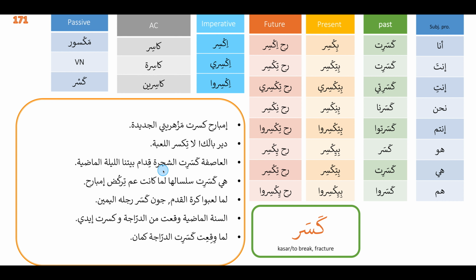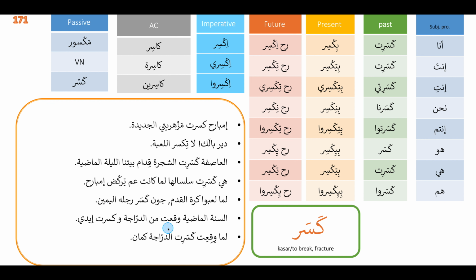لما لعبوا كرة القدم, جون كسر رجله اليمين. لما لعبوا, when they played, كرة القدم, football, John is John, كسر, broke, رجله, his foot, اليمين, the right. He broke his right foot.